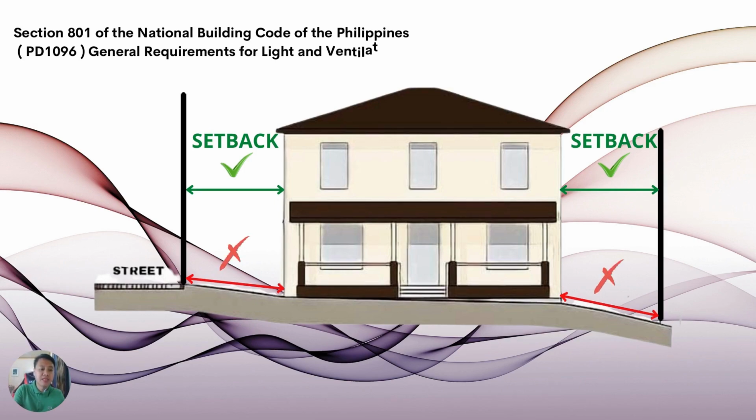Akala kasi ng iba pwede nilang gawin ano man ang gustuhin nila kasi property nila. Mali. Because property owners are not permitted to build all the way to the property line as there are prescribed limits for natural lights and ventilations. The setback is computed based on the LGU ordinances, height of the building, size and location of the property.